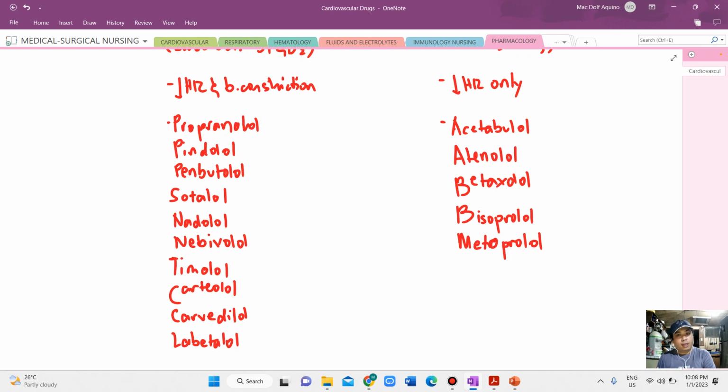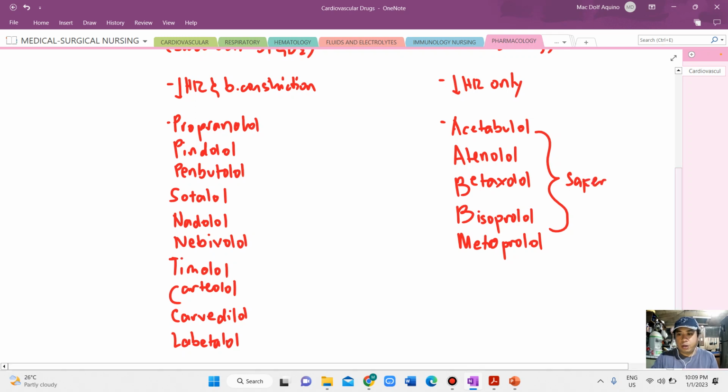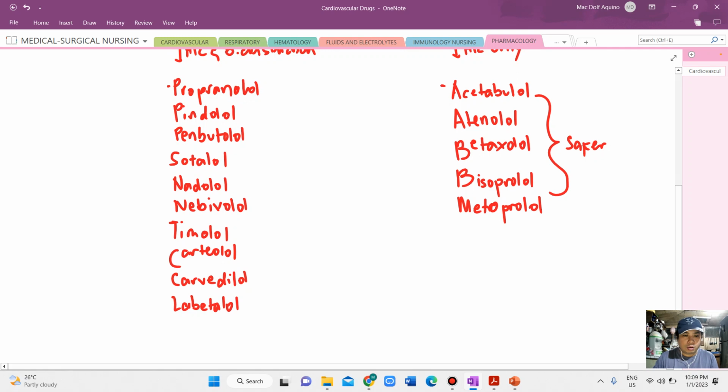On the other side, these are your selective beta blockers. Therefore, their only effect is decreasing heart rate. They have no effect on the lungs. On the other side, non-selective affects both lungs and heart, so decrease in heart rate and bronchoconstriction. So basically, this group of drugs compared to the other side is much safer. So let's proceed.